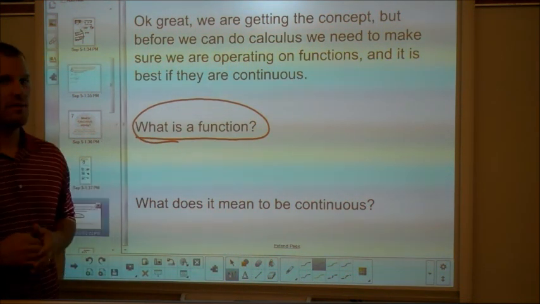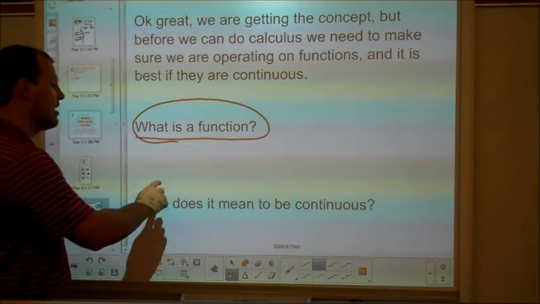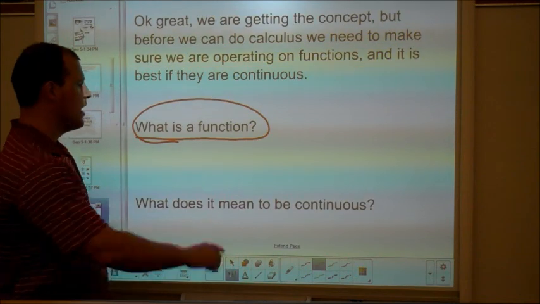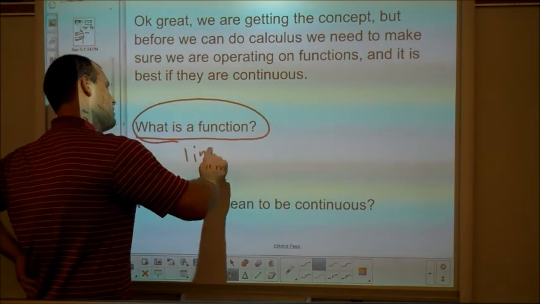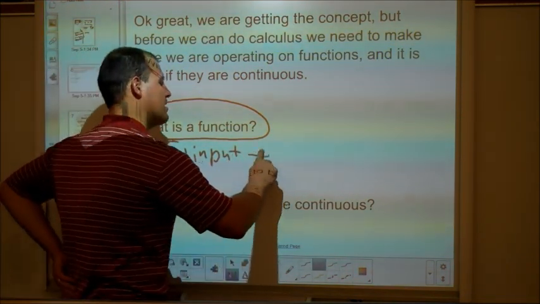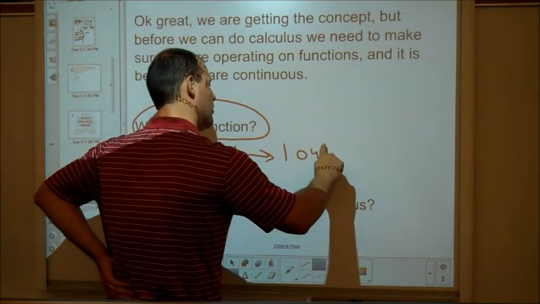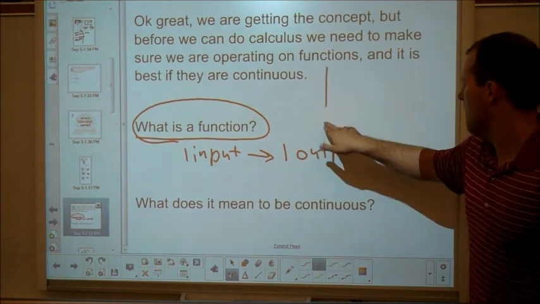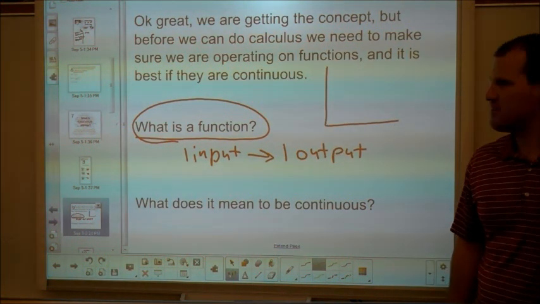So our short functional definition for this is that it's going to be some sort of a relation relating 2 sets of numbers in which every one input creates exactly one output. And when we do that visually, we need things that pass the vertical line test.